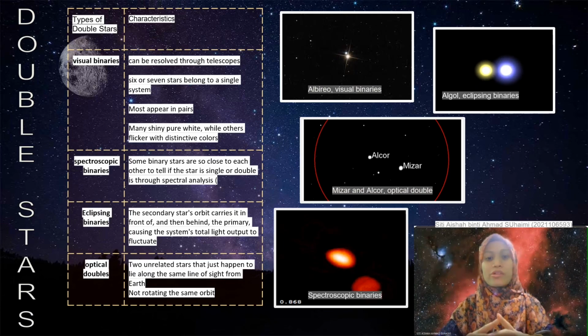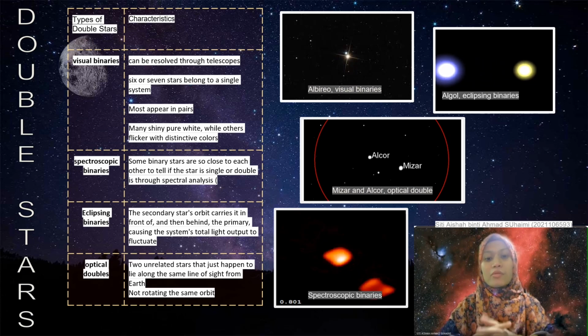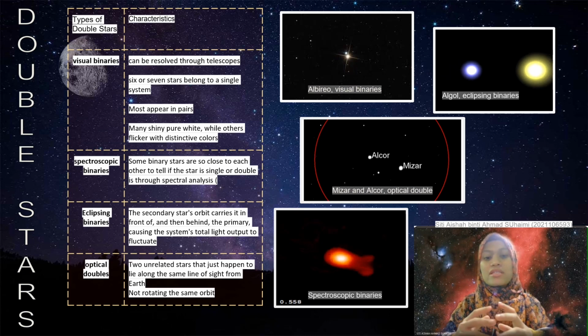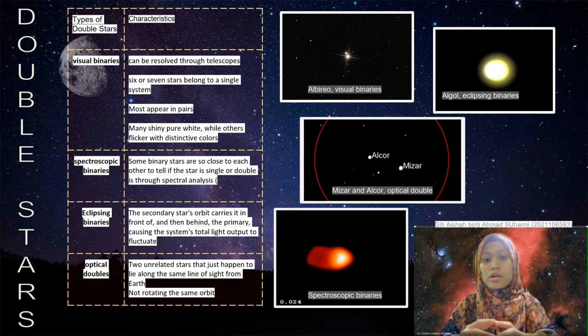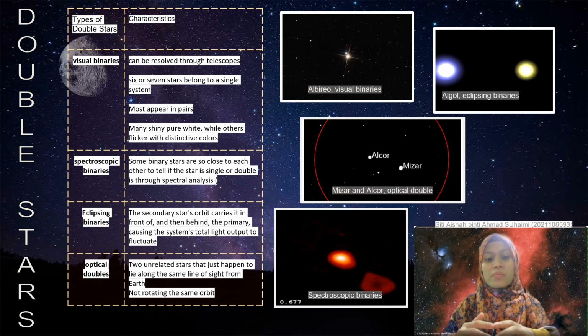Let's proceed to the next point, which is double and variable stars reading from the star map. Double stars, or binary stars, generally form a star system consisting of two stars orbiting around their common barycenter. Instead of double stars, they are also called multiple star systems. There are four types of double stars.